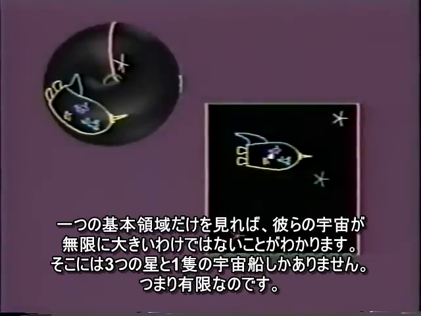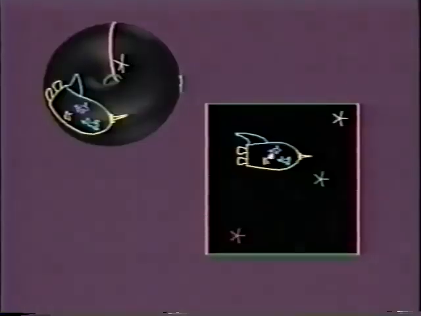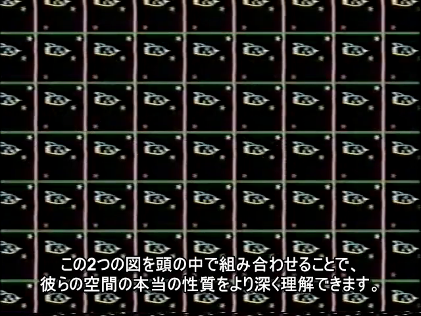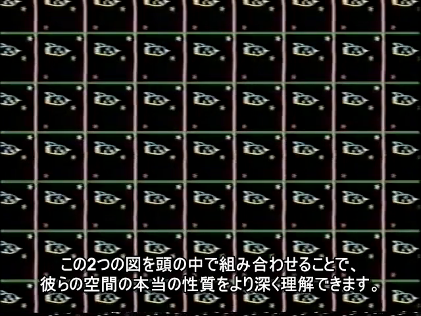From the picture of the single fundamental domain, we see that their universe is not infinitely large. It contains only 3 stars and 1 spaceship. It's finite. Neither picture alone gives the full story. By combining these 2 pictures in your mind, you can get a better understanding of the true nature of their space.